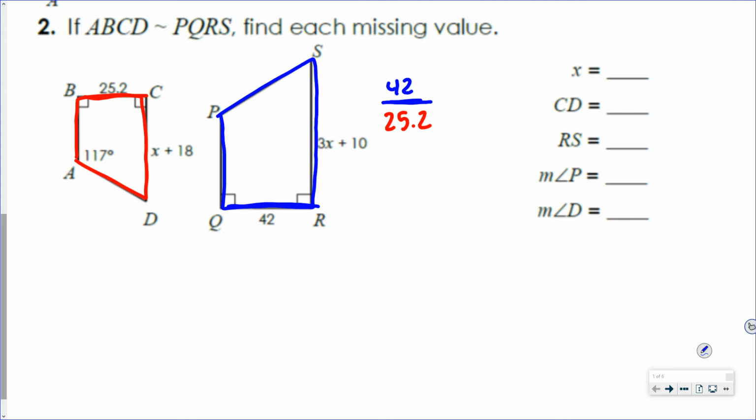We know that if these are similar, all the corresponding side length ratios are proportional to one another. Okay, so now I'm going to set up the one I'm trying to find. So in my larger, since I started with large on top, I have to be consistent. 3x plus 10 corresponds to the longest side in this trapezoid, the x plus 18. And now you have a proportion that you can cross multiply to solve. Okay, go ahead and do that quickly.